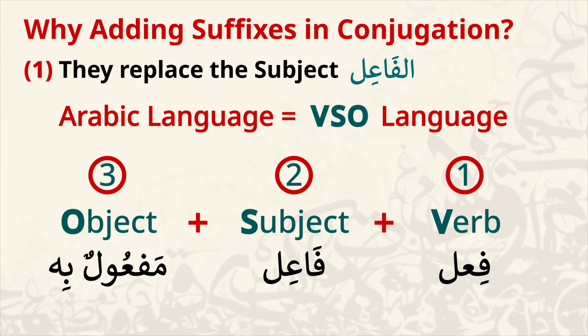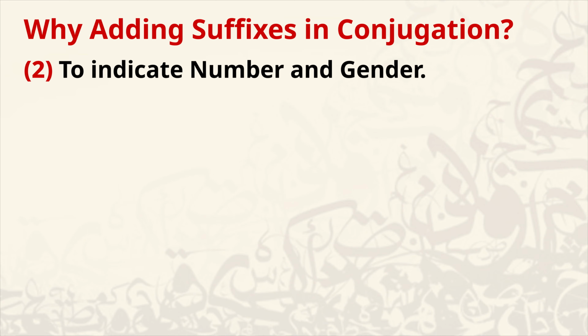So this is the arrangement of any verbal sentence in Arabic. The verb and the subject are two important elements that must be there, but object is not a must. And here, as you see, the subject comes after the verb, not before. The second benefit from this process of connecting pronouns to the verb is to indicate both number and gender.